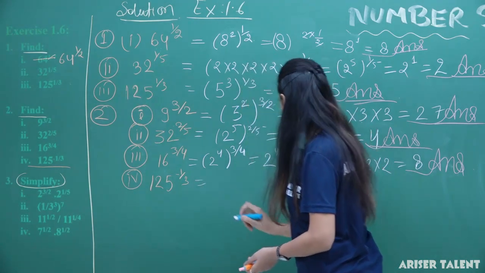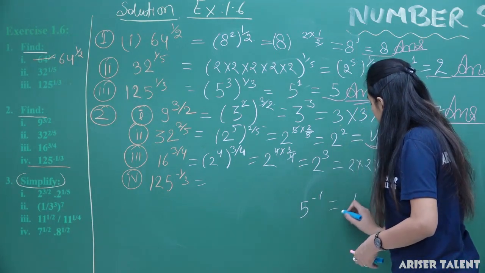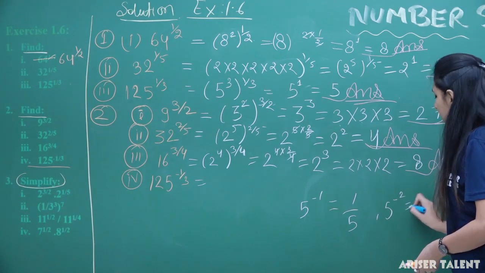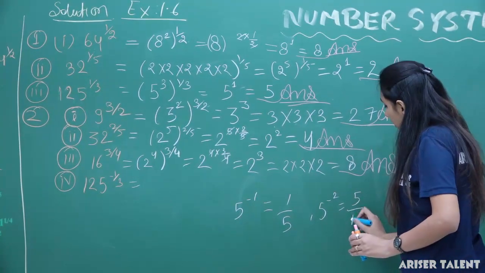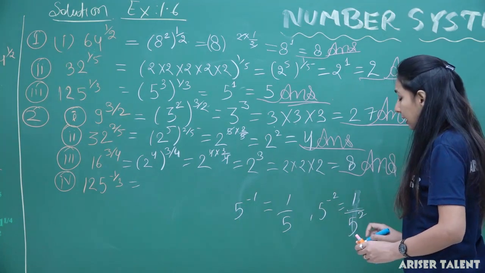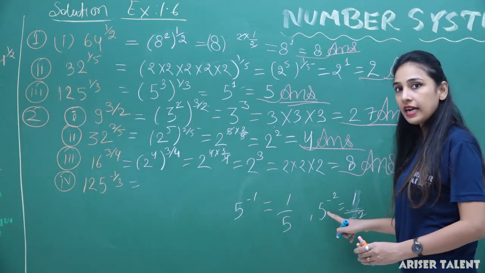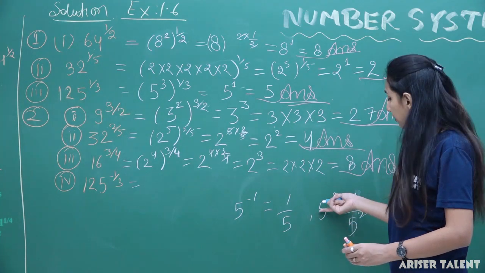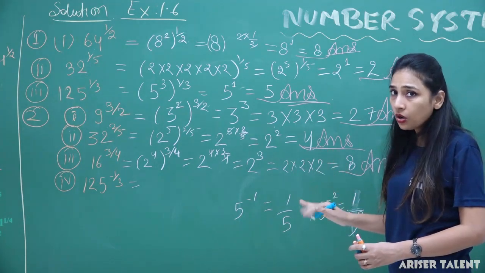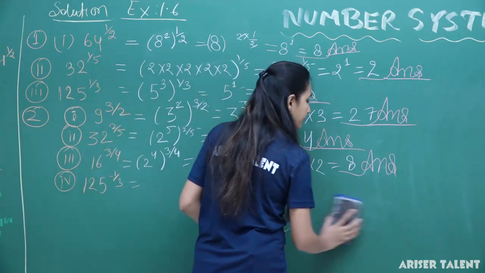This is simply nothing but, if I am telling 5 raised to power minus 1, this is simply nothing but 1 by 5. If I am telling 5 raised to power minus 2, this is simply nothing but 1 upon 5 raised to power 2. That means if you are having a power in minus, you can just write this particular number with this power in denominator, and in the numerator you have to write only 1. So it is so simple, and the minus will be eliminated.